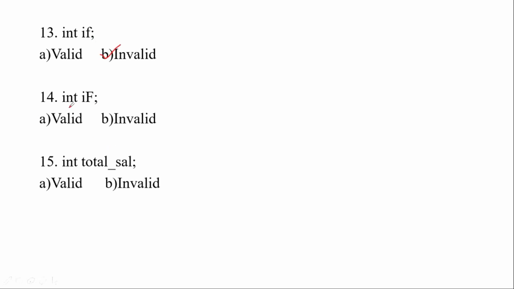Now the 14th one, int If with a capital I. Is this valid or invalid? It is a valid statement, because C is case sensitive, so there is a difference between small if and this If. Only the small letters form a keyword; this is not a keyword, so it is valid. Now int total_salary. Is this valid or invalid? It is a valid statement, because you have used the underscore to separate the variable name.